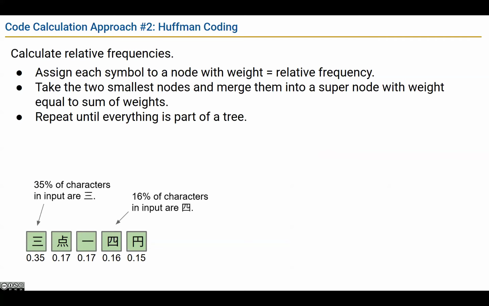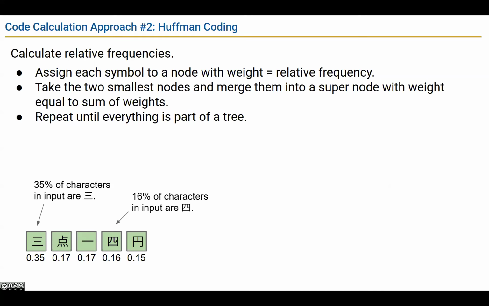So what we'll do is assign each symbol a node with a weight equal to its relative frequency. Then I'll take the 2 smallest nodes and merge them together into a node with a weight equal to the sum of those weights. And I'll keep doing that over and over until we get a full tree. Then I'll assign strings for each of them based on that.